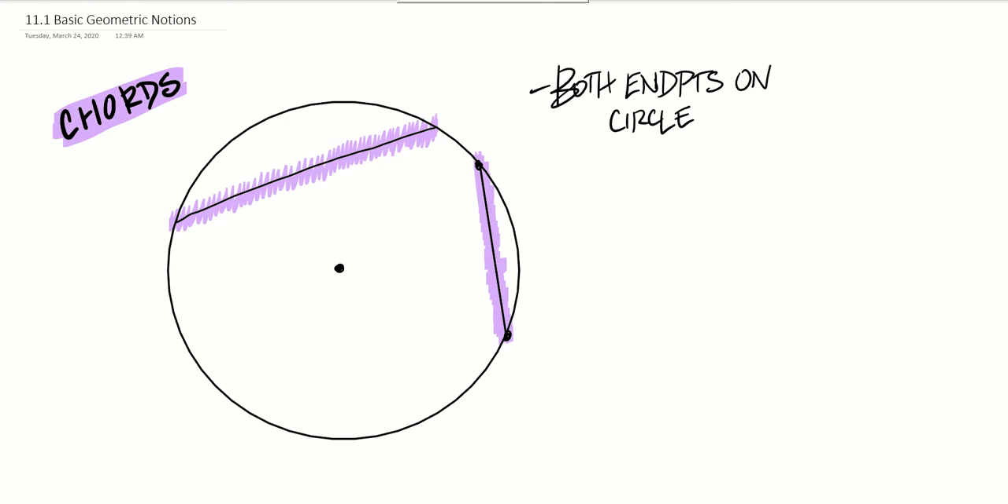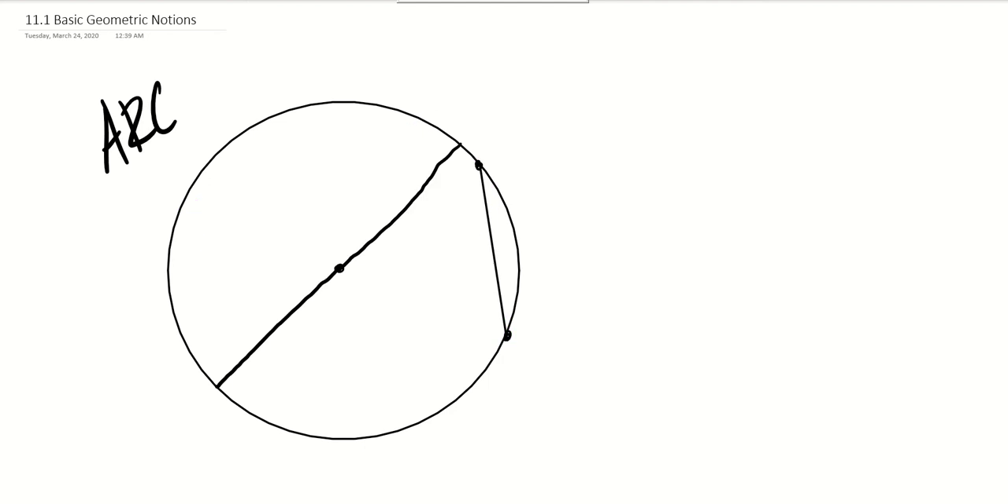And no matter whether or not your chord runs through the center or not, it actually creates another piece of the puzzle for us, or piece of the pie, called an arc. Now, I've got two chords here. I've got a diameter and I've got just a regular non-special chord. And I'm going to show you what an arc will look like. This guy right here.